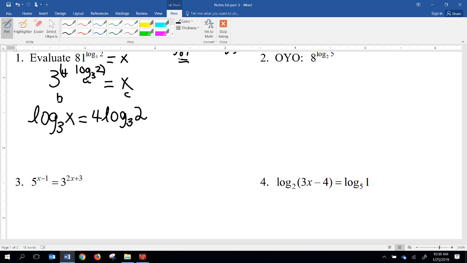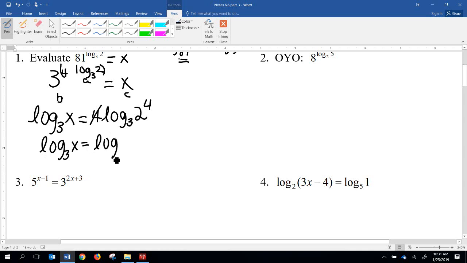Does anybody think they know? Tori, what do you think? 16. 16? Marcella, is that what you got? No. You didn't? Anybody else get 16? No? 16 is right. Okay? Here's the reason why. This coefficient can be thought of also as an exponent on the 2. So now we're going to have log base 3 of x equals log base 3 of 2 to the 4th. What's 2 to the 4th? So therefore, this has to be 16.